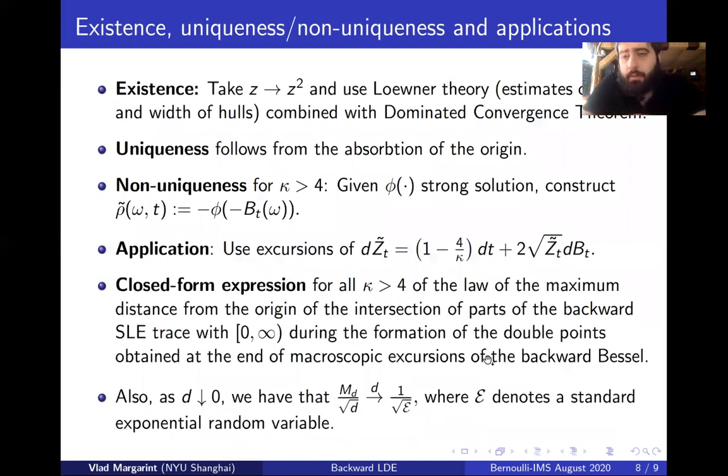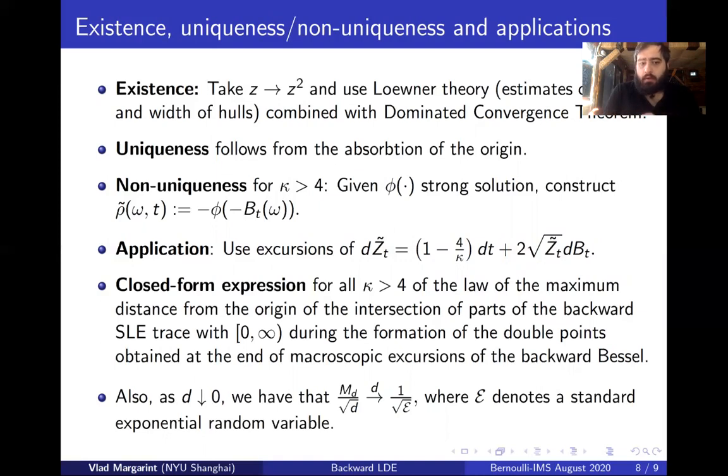So a very brief overview of what's happening. We have an existence story. You can prove it by taking z going to z squared and applying the standard dominated convergence theorem. Uniqueness follows from the absorption of the origin. Basically, this is the only possibility to start this equation from the origin. Non-uniqueness: given a strong solution phi, construct an additional strong solution. And the applications, as I mentioned, are in the excursions of this Bessel process.